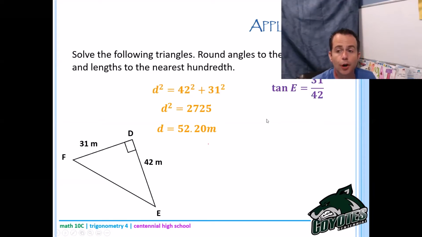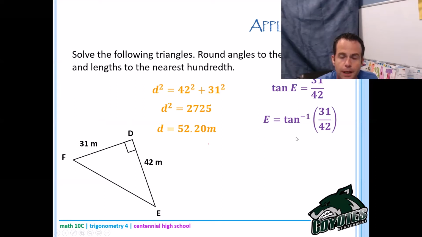Now I will arc tan both sides. So E ends up being the tan⁻¹, or the arctan, of 31 over 42, and I stick that in my calculator and get 36 degrees. Now, remember the note I put at the beginning of this slide, you may be tempted to just say, why don't I just go 180 minus 90 minus 36 to get F? I don't want you to do that in case the 36 is wrong, okay?